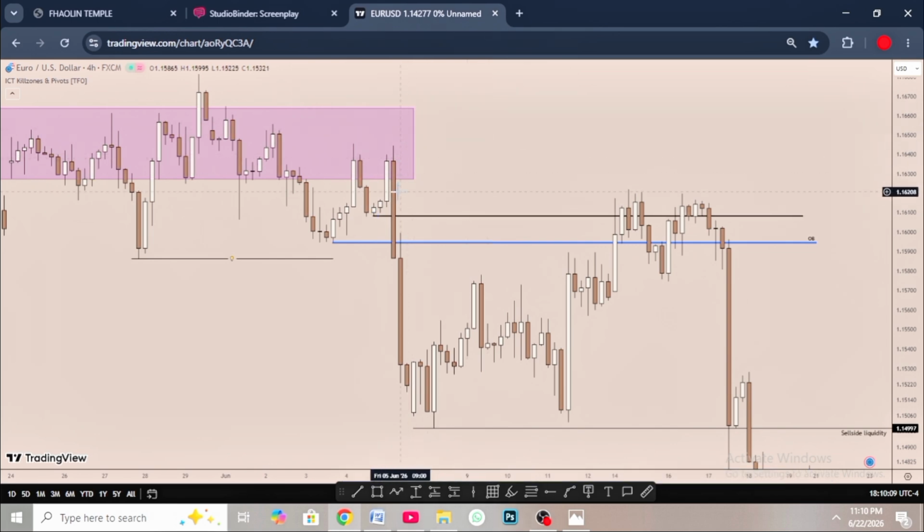What are you doing buying? Price respected this fair value gap, yes. Broke structure, tapped around here, came back, looked like it was respecting this fair value gap, and this is a trap, right? This is a trap.